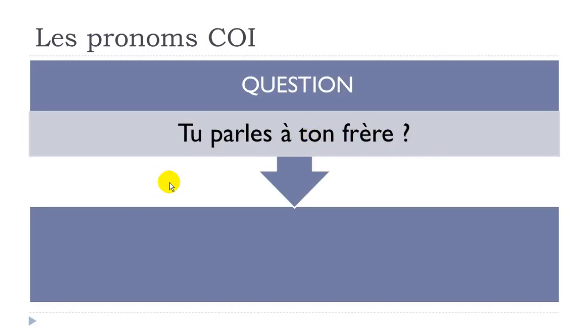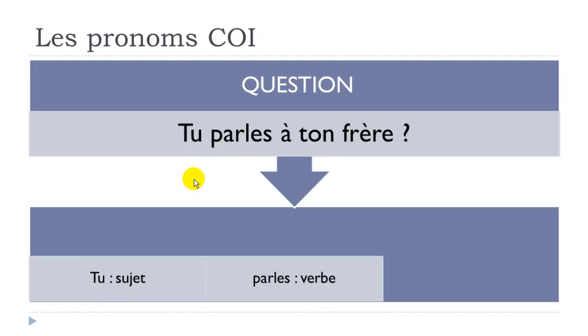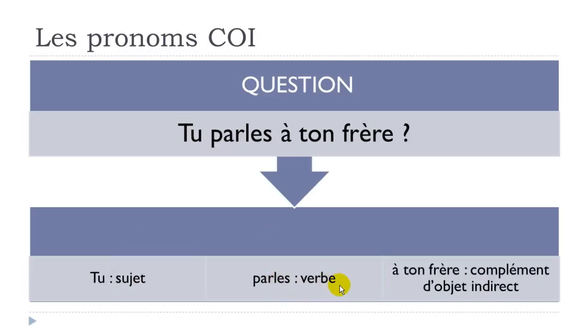Okay, so if we have a look at the elements in this sentence, the first element is tu, and that's the subject of the sentence. Then the second element is parle, and that's the verb. So it's ending like that because you've been conjugating this verb according to tu. And then we've got this last part here, à ton frère.